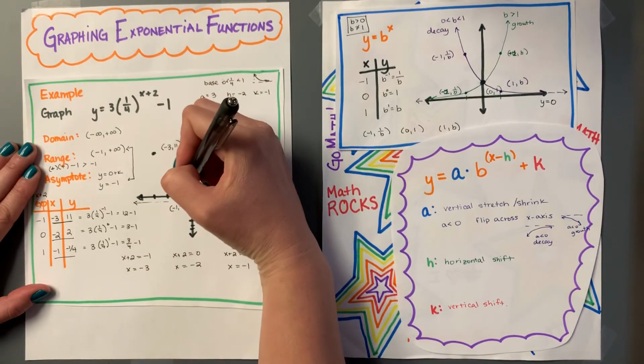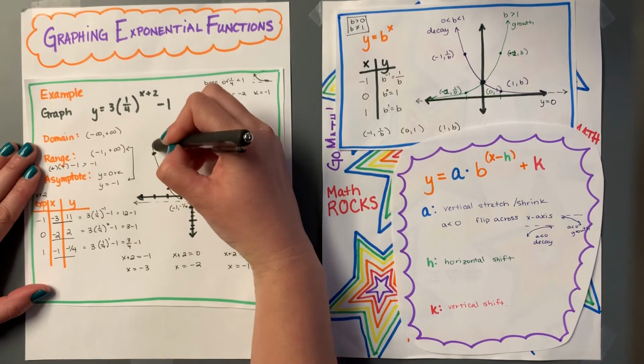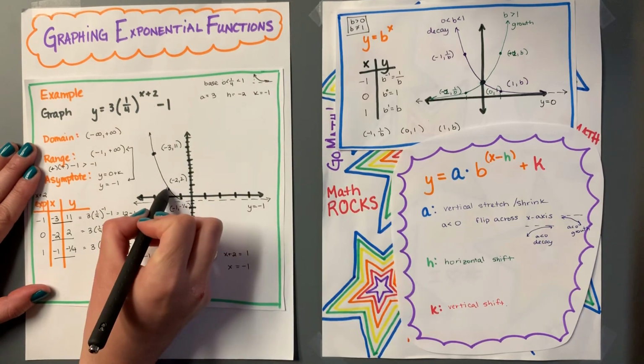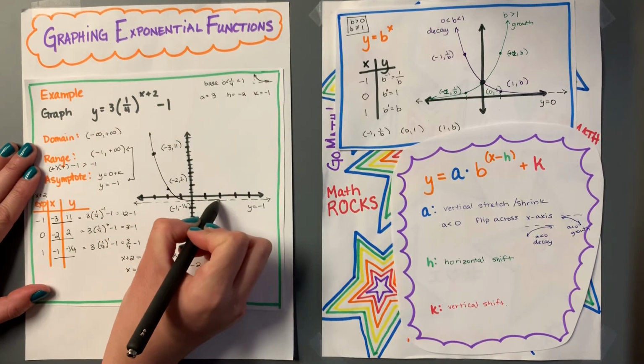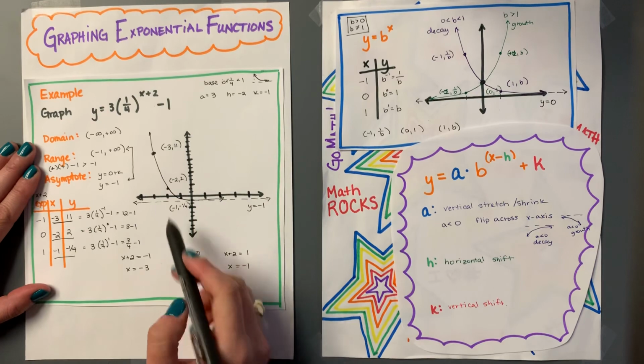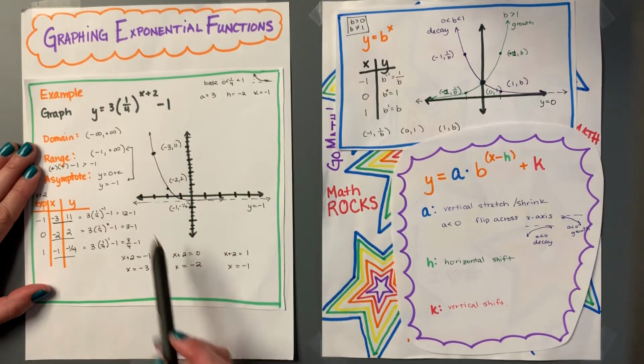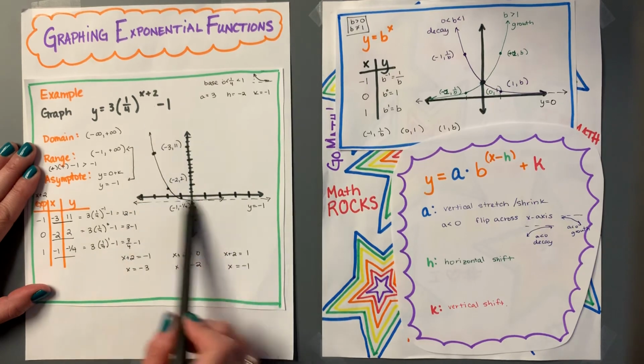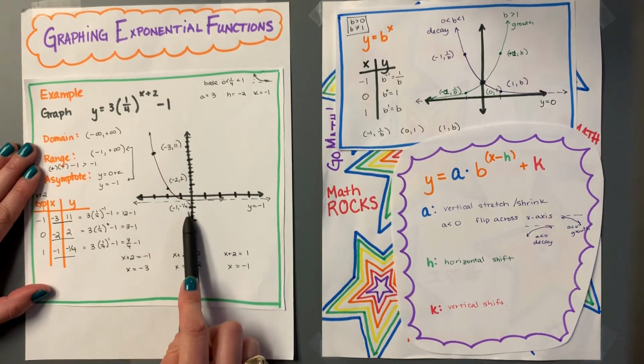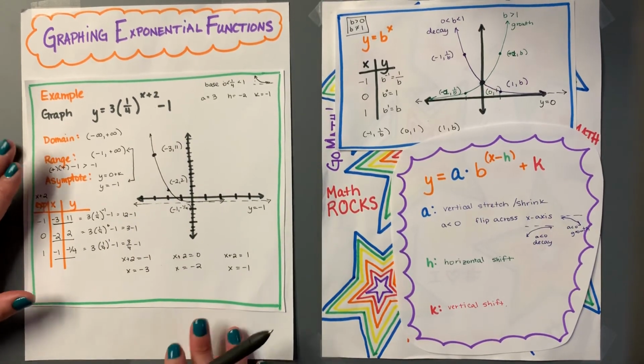So my graph, I'm going to start going up this direction, and then I'm going to follow it down this direction. So you can see that my shape matches what I expected. My range matches what I see here. My asymptote makes sense. And there's my graph.